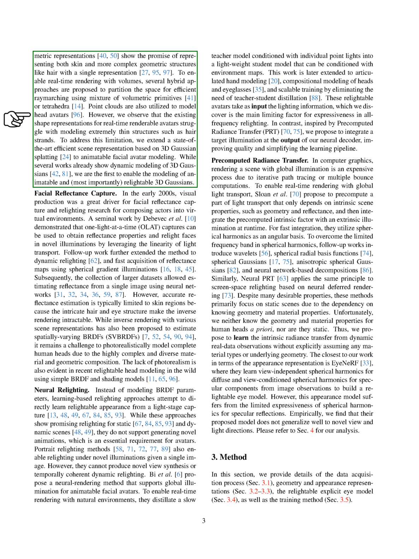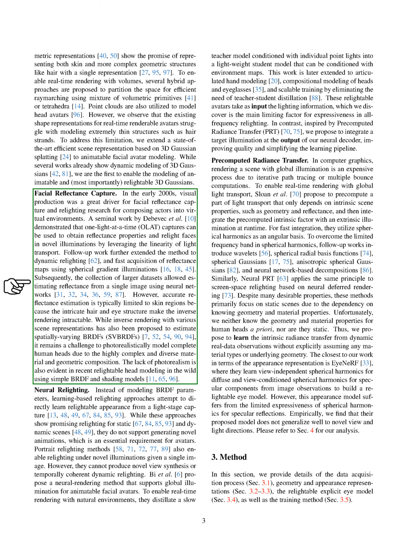To overcome this, we've improved a state-of-the-art efficient scene representation based on 3D Gaussian splatting for animatable facial avatar modeling. We are the first to enable the modeling of animatable and relightable 3D Gaussians. In the early 2000s, visual production drove research into facial reflectance capture and relighting for integrating actors into virtual environments. Debevec's groundbreaking work showed that one light at a time, OLAT, captures could be used to obtain reflectance properties and relight faces in new illuminations by leveraging the linearity of light transport.